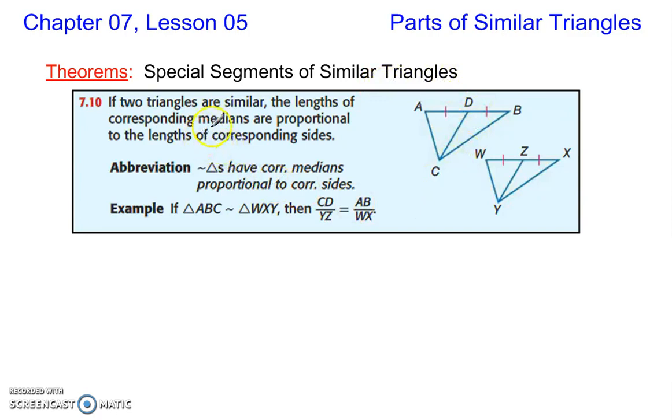And then finally we have the medians. The median, remember, splits an opposite side into two equal parts. So the medians would also be proportional to each other. CD to YZ, and pick any of the other sides, for example, AB to WX here.